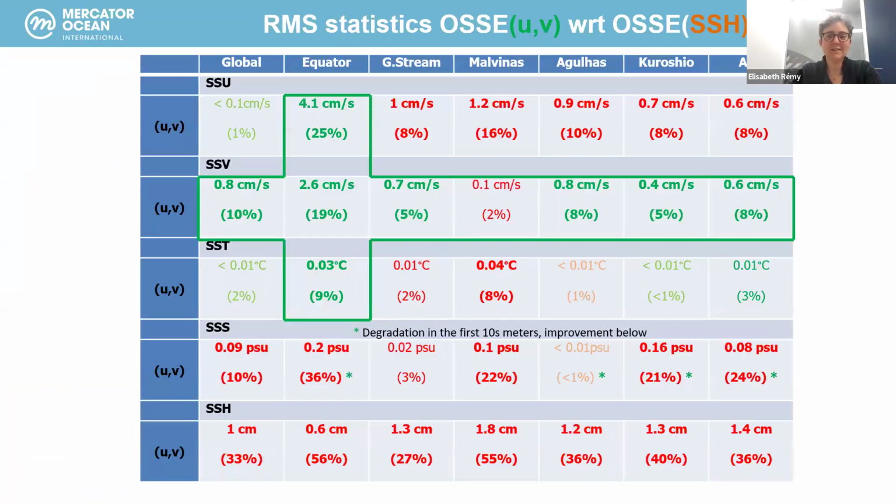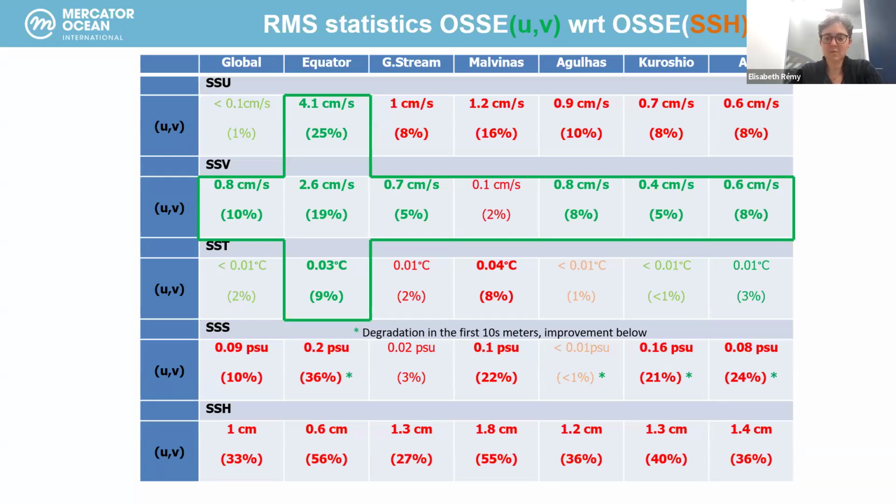So here is a table to summarize, in different regions and for different variables, the RMS statistic, the improvement and degradation between assimilating only velocities and only SSH. In green, it's what is improved when assimilating the Odysea observations, and it highlights that it's improving the currents, especially at the equator, and also the SST at the equator.